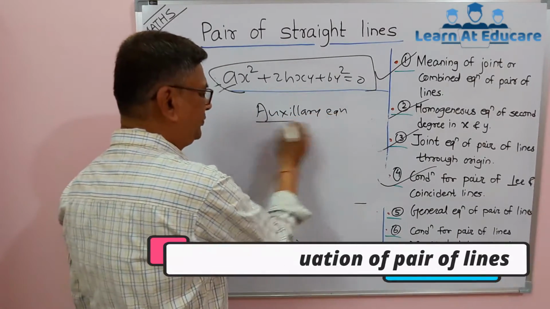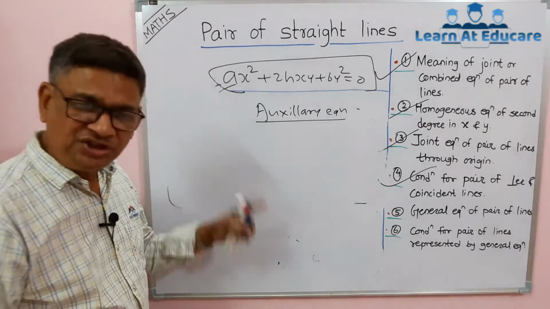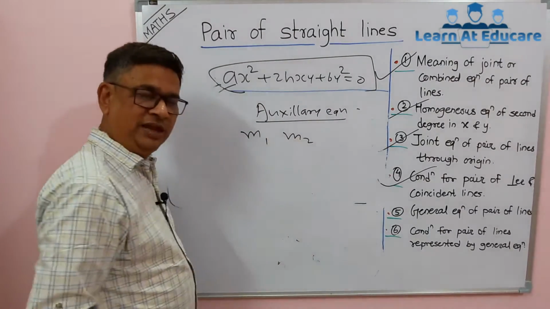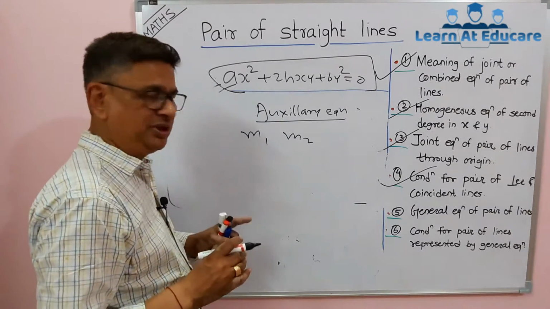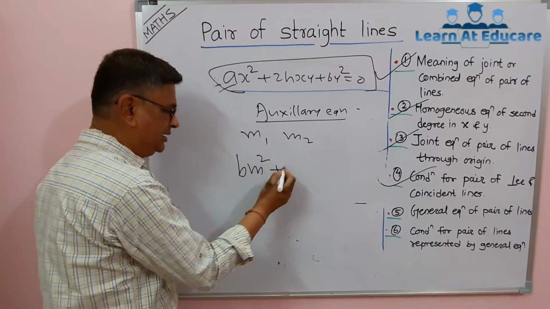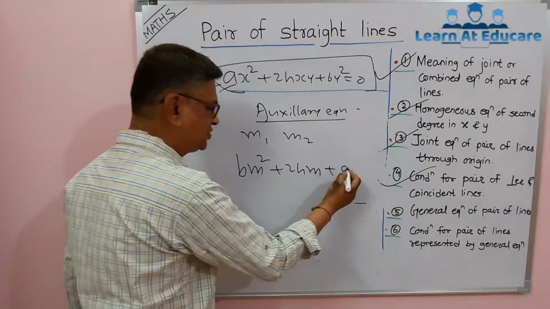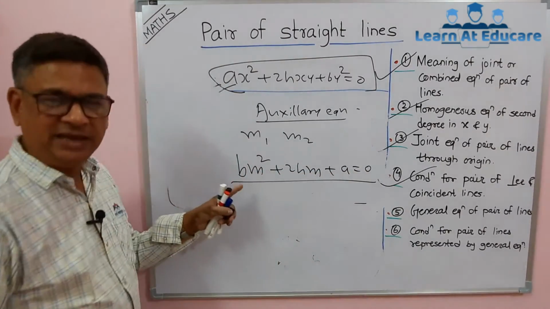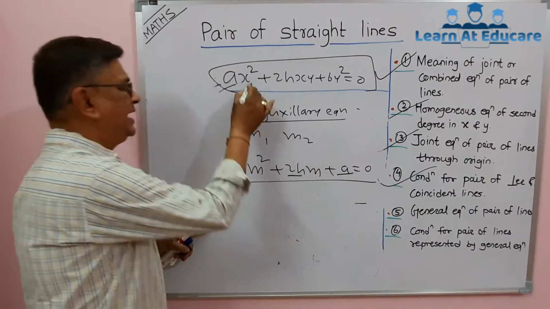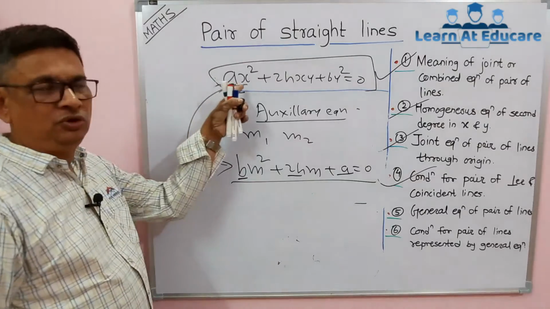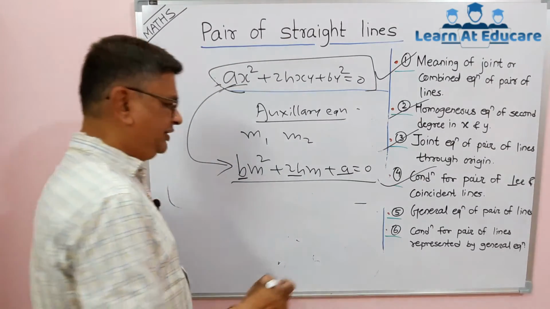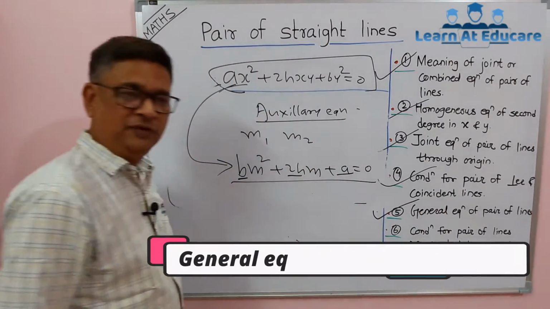If two lines pass through origin and suppose they have slopes m1 and m2, then the equation of their slopes is called the auxiliary equation, which is given by, I am writing here, bm square plus 2hm plus a equal to 0, where these a, b and 2h are all from this homogeneous equation. Correct? Then we will have the next topic called the general equation of pair of lines.